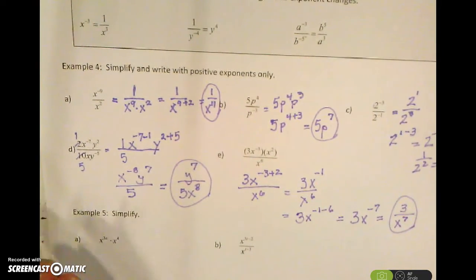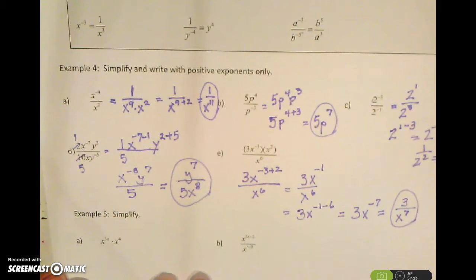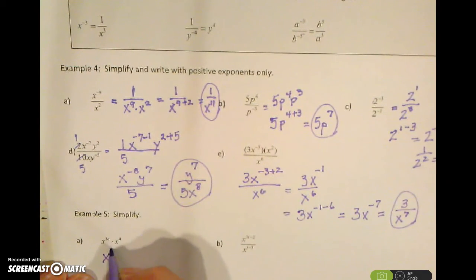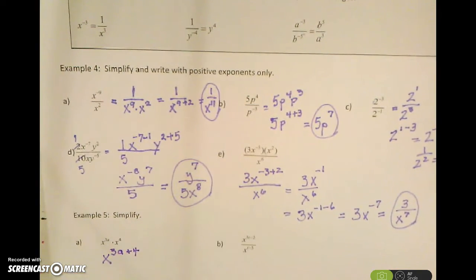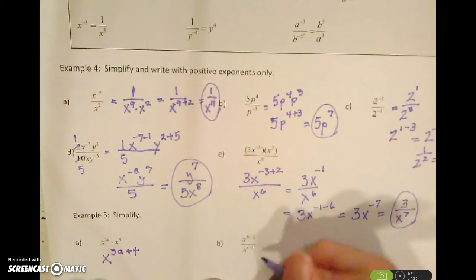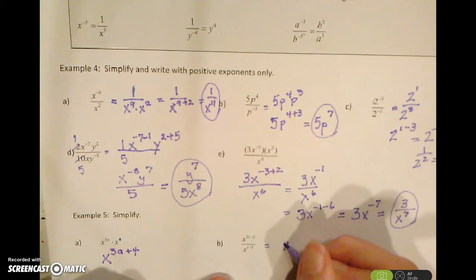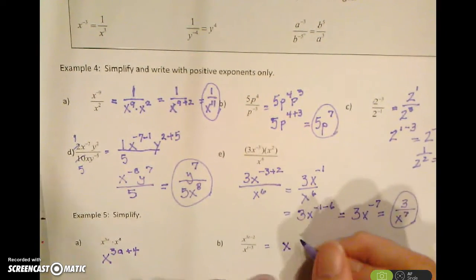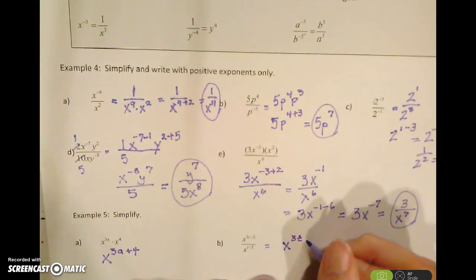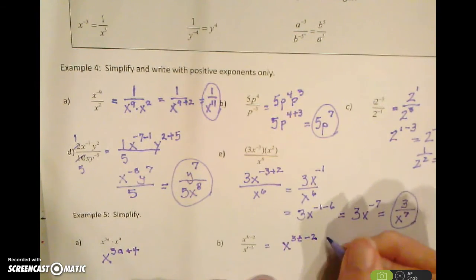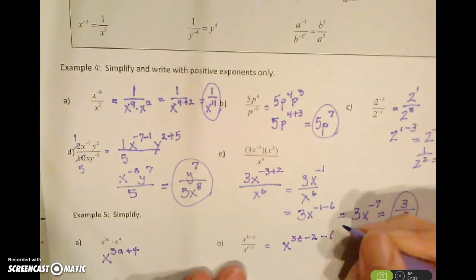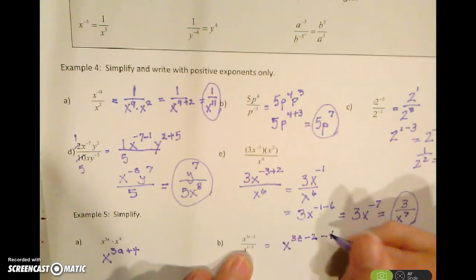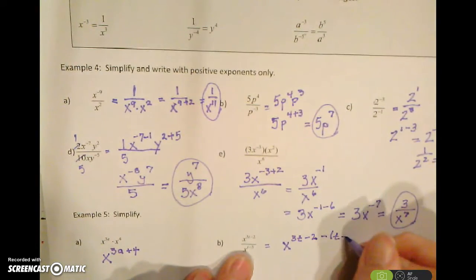Now finally, we've got these examples here where we're going to do the same rules. So I have a base of x, my exponent of 3a plus 4. And then here I'm going to use my quotient rule. So my base is x, and I have 3t minus 2, and I'm going to subtract this exponent, which is t minus 3.